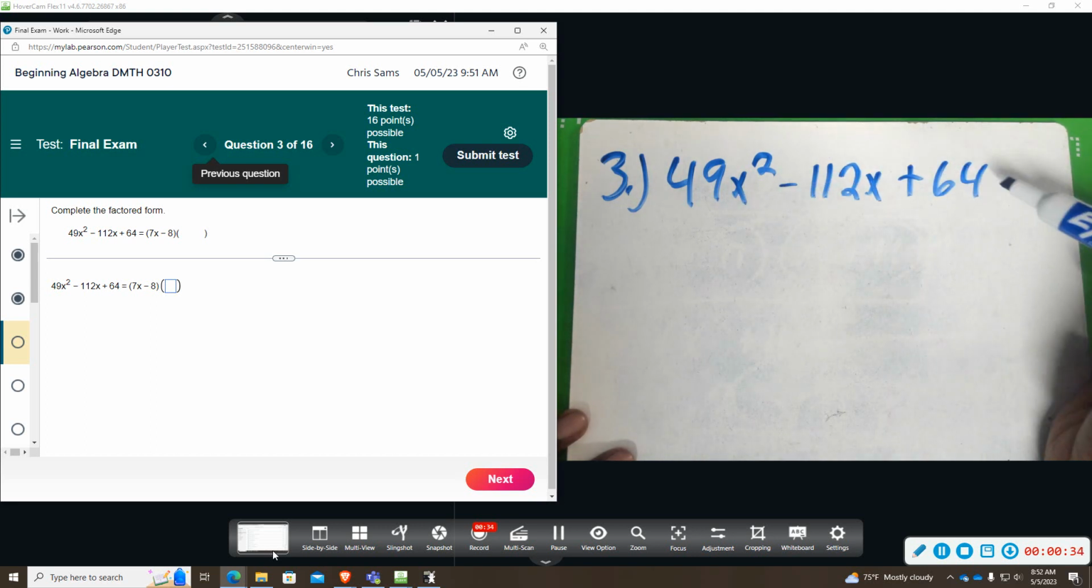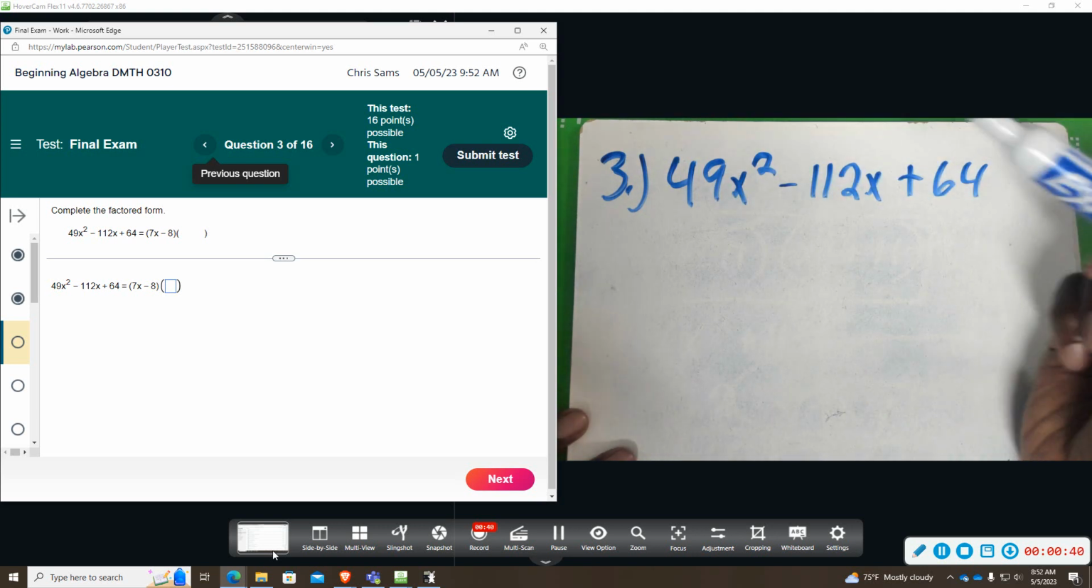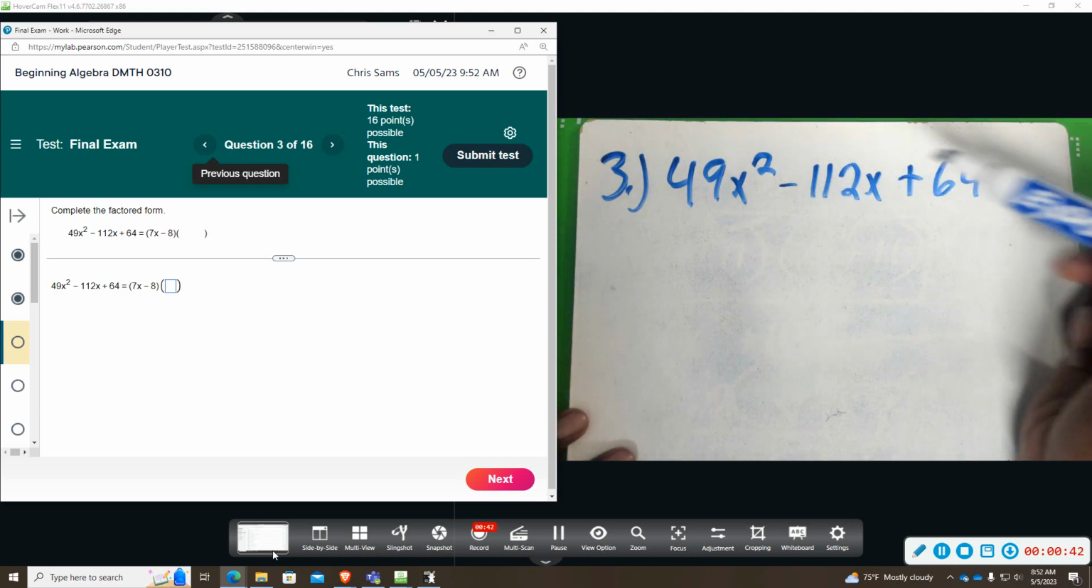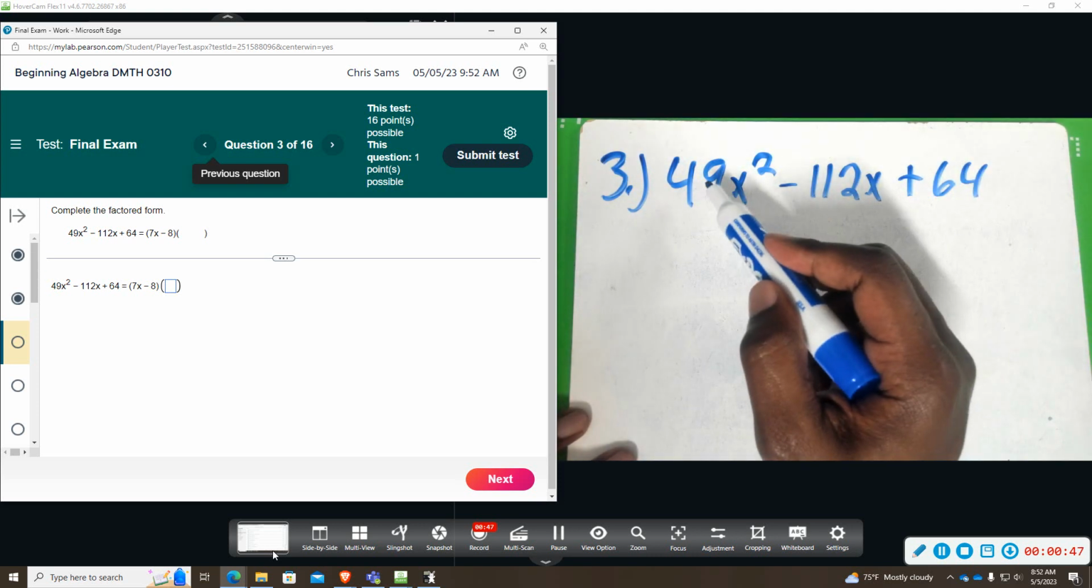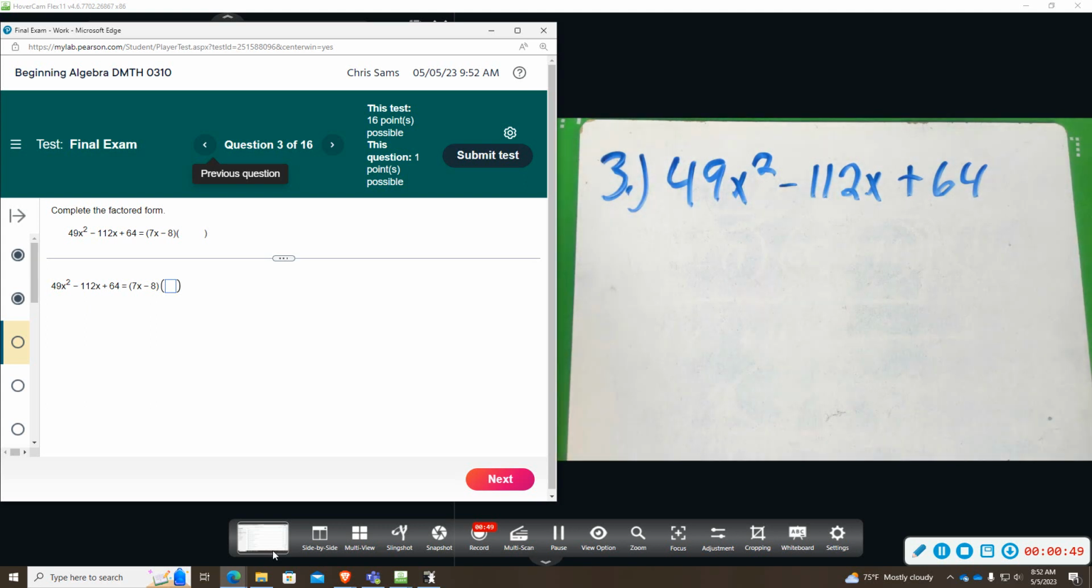Looking at each of these numbers, I don't think there's anything we can factor out. That's divisible by 7, but I don't believe this one or this one is. So we can't factor anything out, so we're just going to multiply leading coefficient times the constant, first and last number.